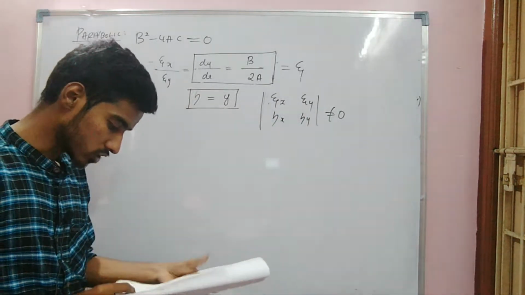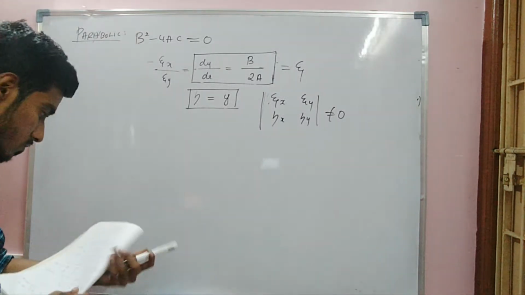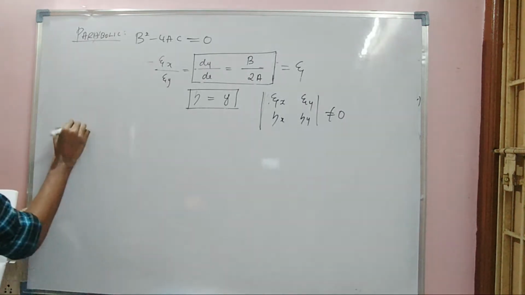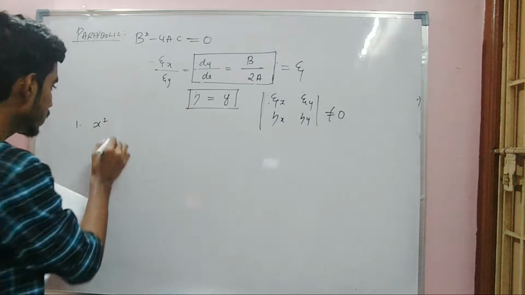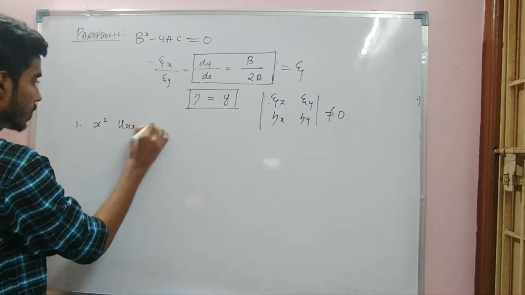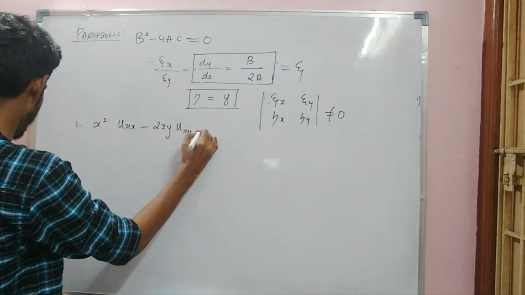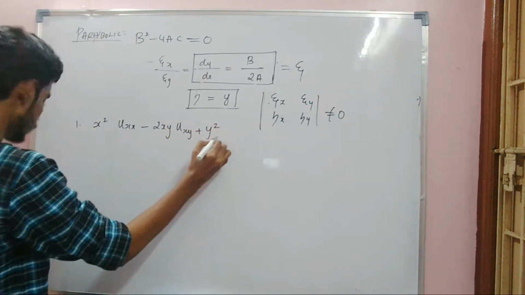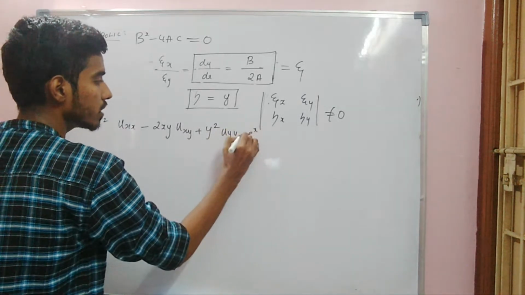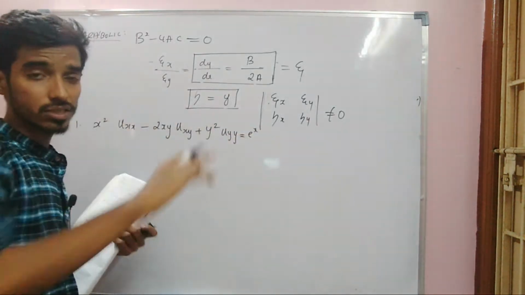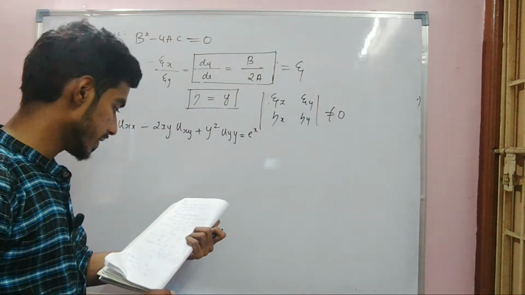So we'll move on. The first problem. I'm just going to give you a hint. That's it. You can do any problem. x square uxx minus 2xy uxy plus y square uyy equal to e power x. Remember, we have g here. In the previous sums we had g equal to 0, but here we have g as e power x.